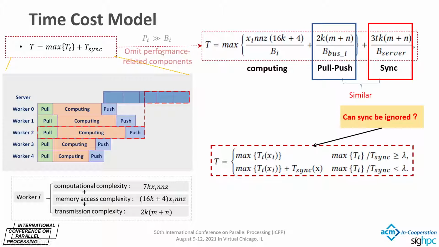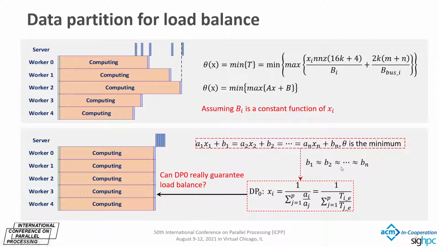Theoretically, the value of computing performance is much larger than the bus bandwidth. Therefore, we omit the performance-related components and finally get the equation. More importantly, we found that synchronization overhead and communication overhead are similar in size. Compared to computation overhead, maybe they can be ignored. In the end, we obtain a piecewise function about data distribution and use it as the objective function. We first solve the case where synchronization overhead is not considered. At this time, the objective function theta is as shown in the formula.